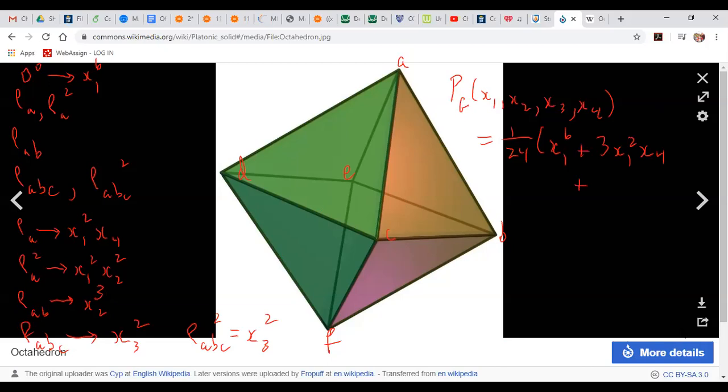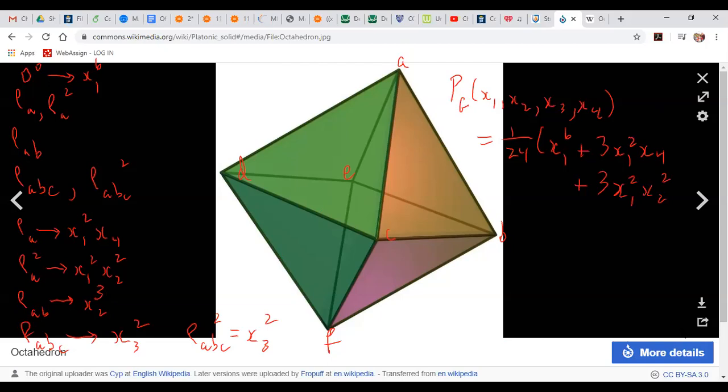What about rho A squared? Well, let's see here. How many of those are we going to have? Well, 3 again, right? I don't see anything else that's going to have a form quite like that. So it's going to be x1 squared, x2 squared, and there are 3 of those.